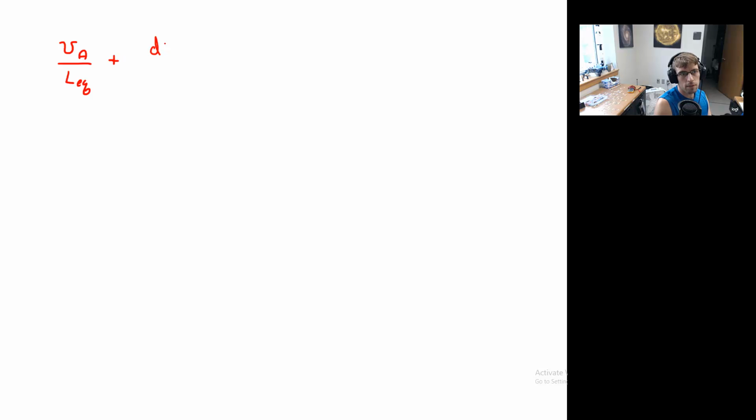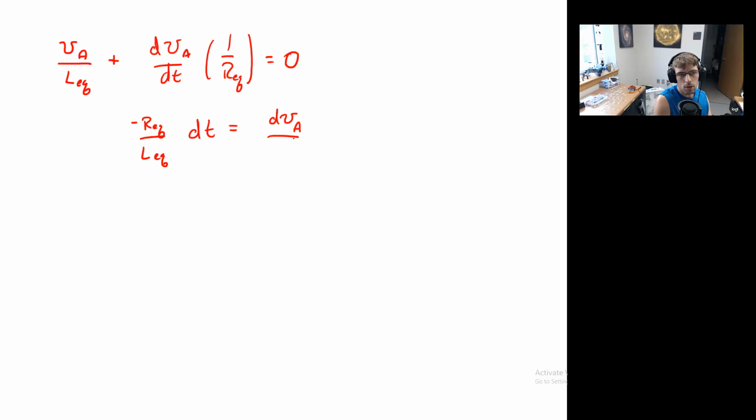Okay, so now what we have is VA dt, and we have a 1 over r EQ equals 0. Well, we know how to do this. This is a first order linear differential equation with constant coefficients. So we already know the answer to this. This is separable. So we move this to the other side, and we have negative REQ over LEQ dt is equal to dVA over VA.